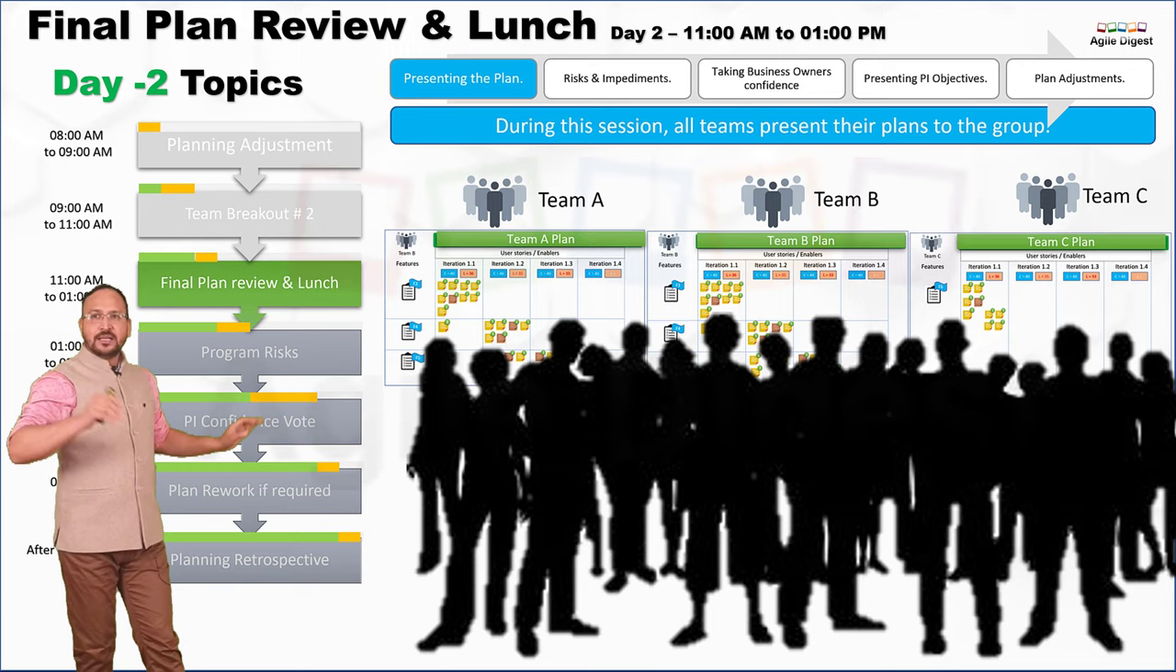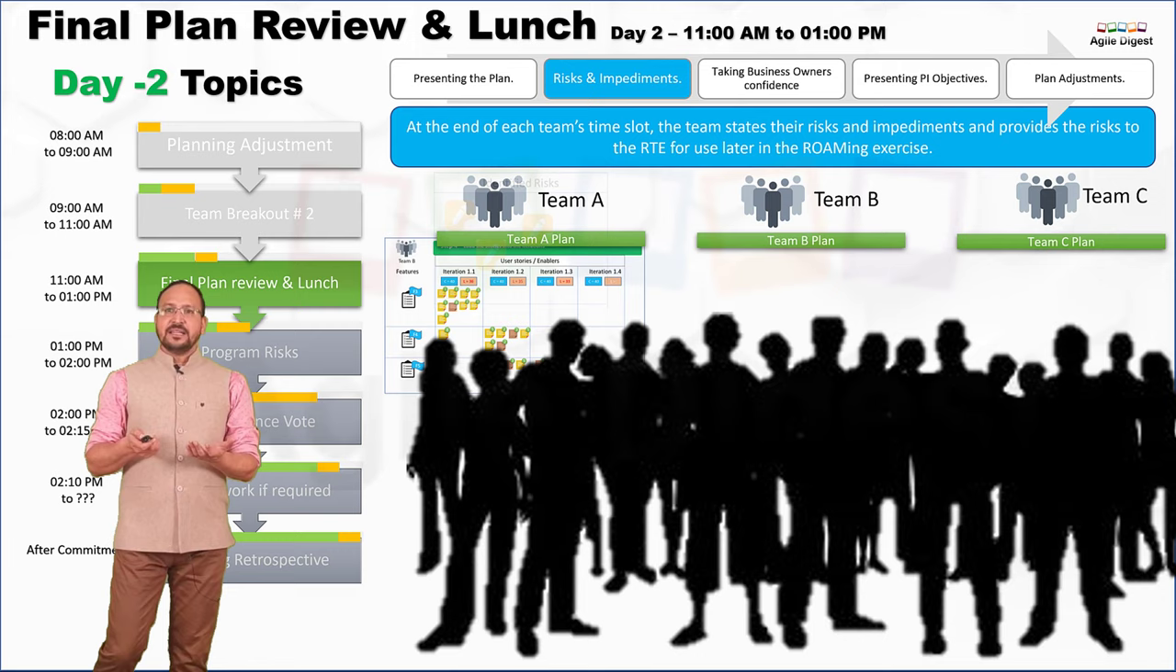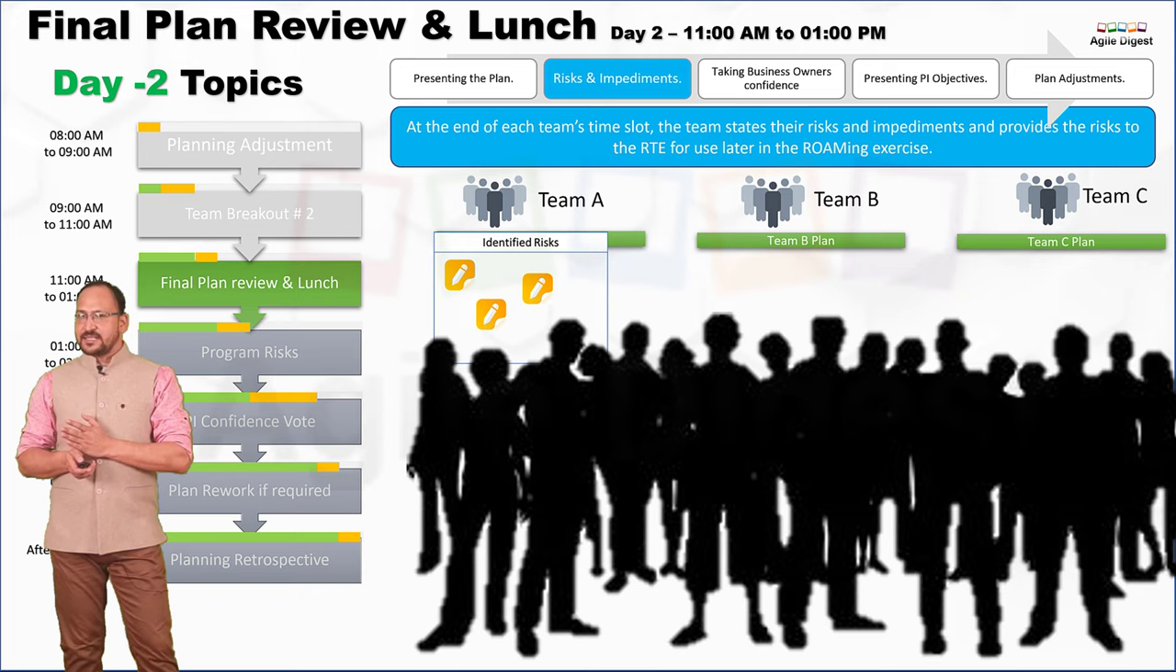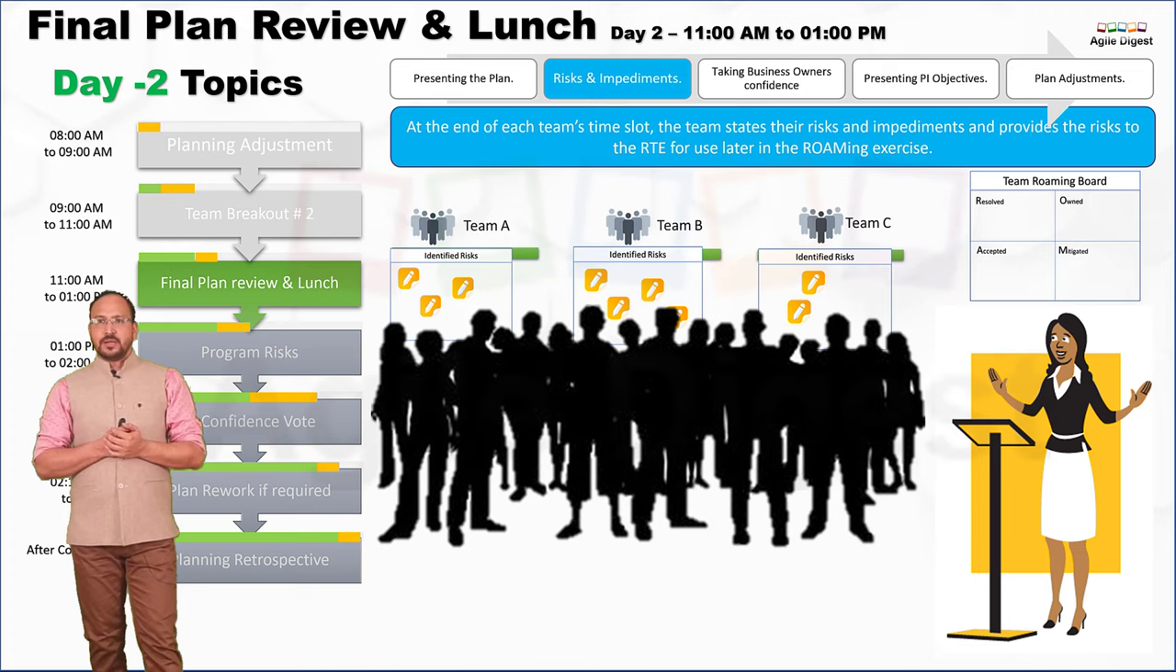Now, we also need to present the next item, risk and impediments. So, each team, after showing their plan, will show their risk as well. It's not that team A will show their plan, team B will show their plan, and team C will show their plan, and then again team A will show their risk. It's not like that. Team A will show their plan, and then their identified risk, then team B will show their plan, then their identified risk, and team C will show their plan and their identified risk. In that way, all the teams will show their risk to the entire audience.